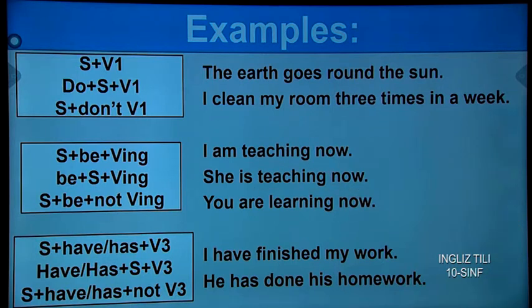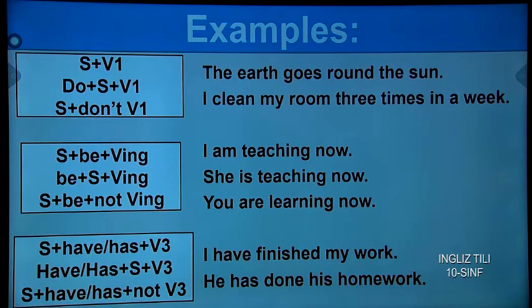For present continuous, structure: subject plus be, to be, plus verb ing. I am teaching now, or she is teaching now. You are learning now. For interrogative sentence, we use auxiliary verb before subject, like: are you teaching now? Is she teaching now? Are you learning now? For negative sentence, subject plus be plus not, verb ing. I'm not teaching. She's not teaching. You are not learning.